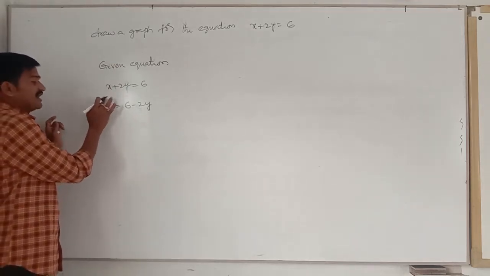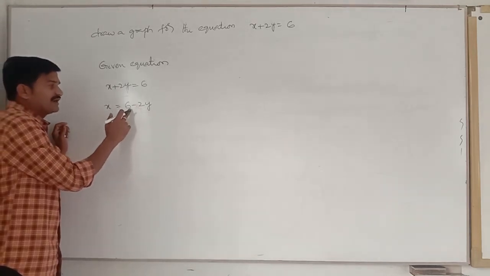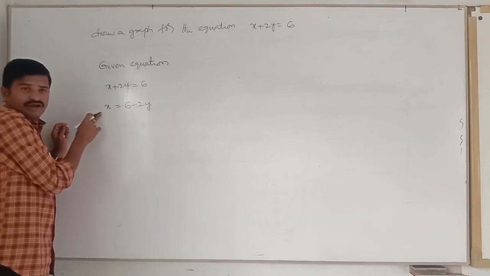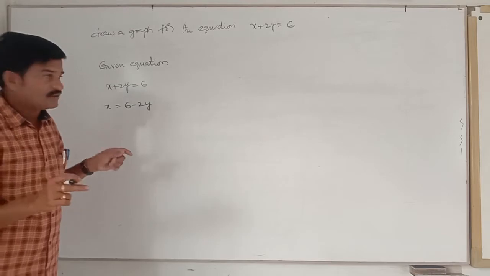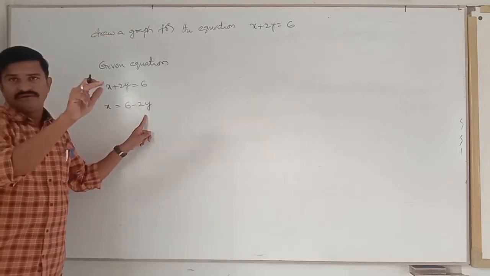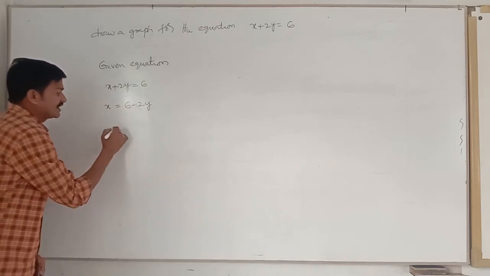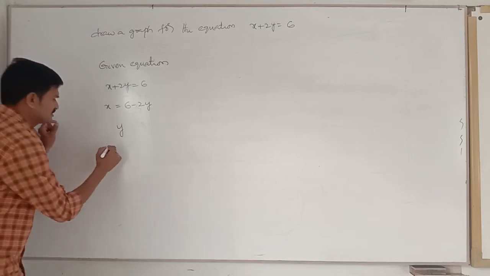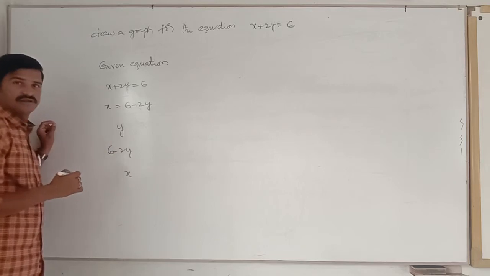Now the x value depends on this y, because after computing 6 minus 2y, that value is x. So to get the value of 6 minus 2y, we need to know the y value. So first you can write y, and then 6 minus 2y, and this value is x. Got it, all of you?